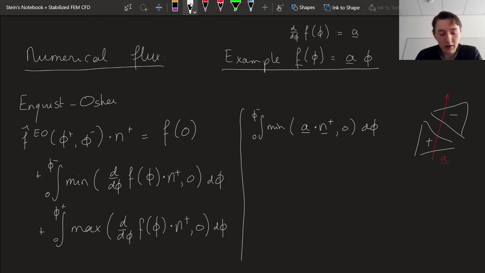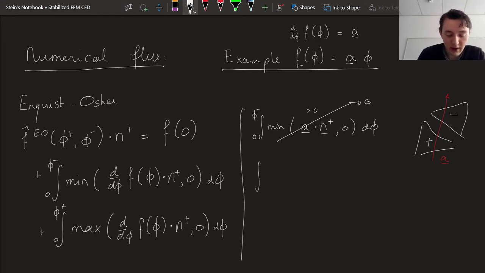Well, what is a dot n? A dot n is going to be a positive value, right? We're considering again our element and advective orientation as drawn here on the right. So a dot n is going to be positive. So the minimum of a positive value and 0, well, that's going to be equal to 0. So this whole integral drops out.